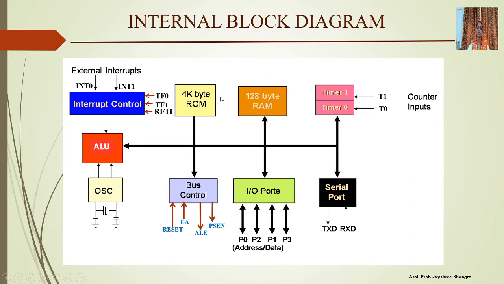8051 has 4 kilobytes of on-chip ROM and it is expandable up to 64 kilobytes. It has 128 bytes of on-chip RAM and it is also expandable up to 64 kilobytes.